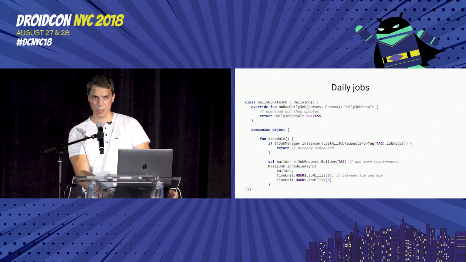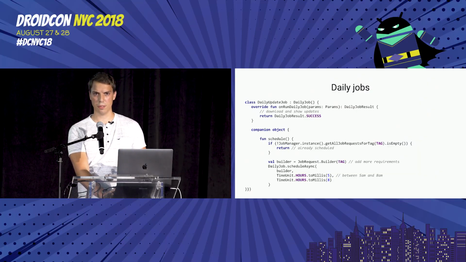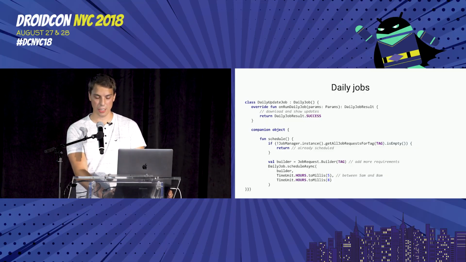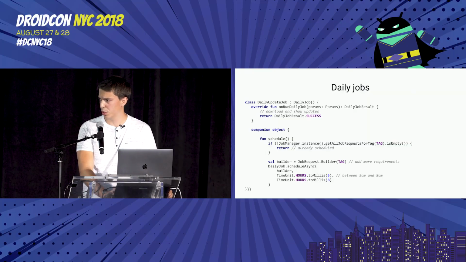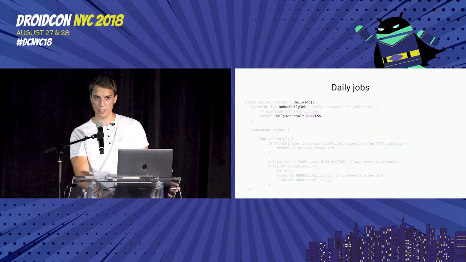Next difference is daily job. If you have a feature where you want to show a notification every morning, then this should be straightforward to use. That's something WorkManager doesn't have yet. I know that they are working on this, so this might come. Here's the setup, how it looks in Android Job. It's actually really easy. You just extend DailyJob. You override a similar method.